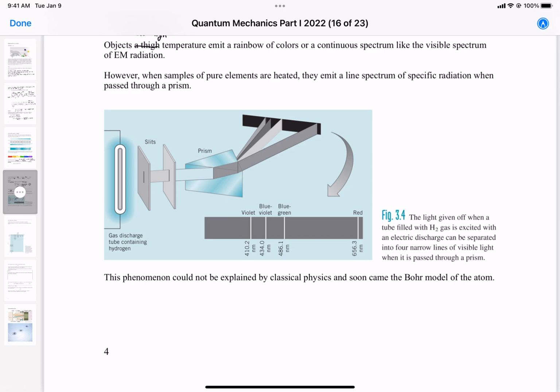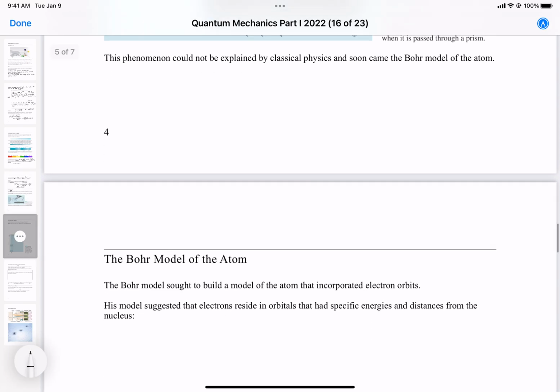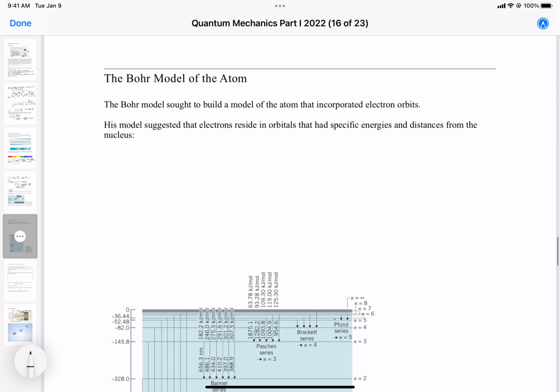Okay, hello everyone. Let's pick up where we left off, talking about quantum mechanics here. Okay, so now let's talk about the Bohr model of the atom. Okay, so the Bohr model of the atom.